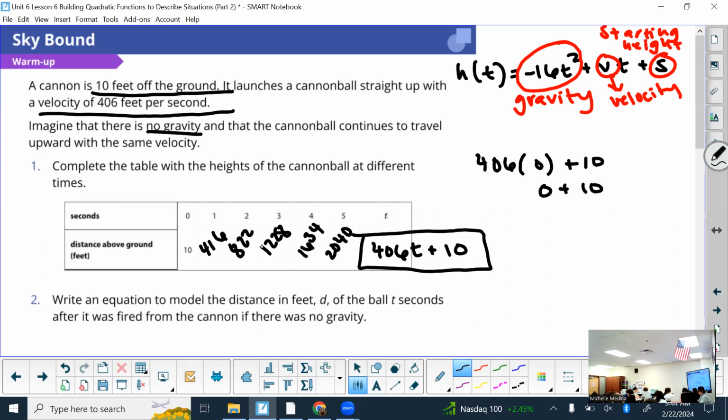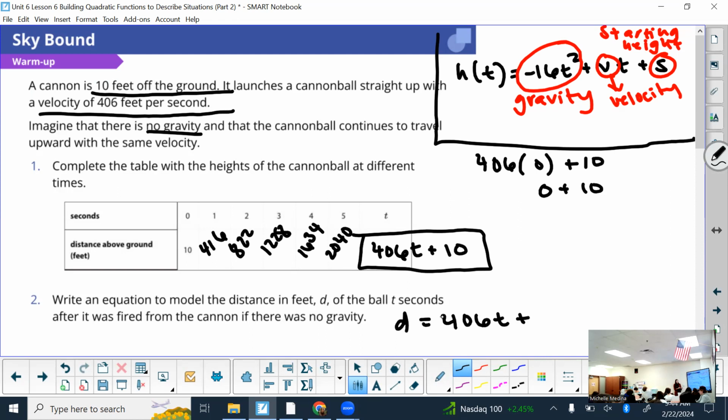Okay, great. Any questions on that? So we're plugging in to that expression, which we made by knowing this fact. This can help you set it up if it ever asks you to set it up. So then our equation to model the distance in feet d of the ball t seconds after it was fired from the cannon, if there's no gravity, is 406t plus 10.